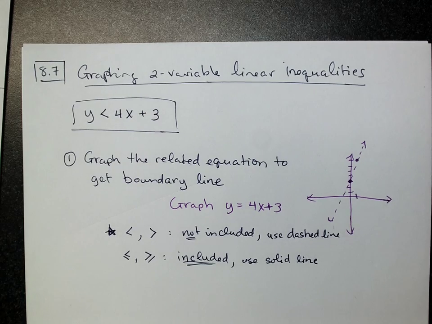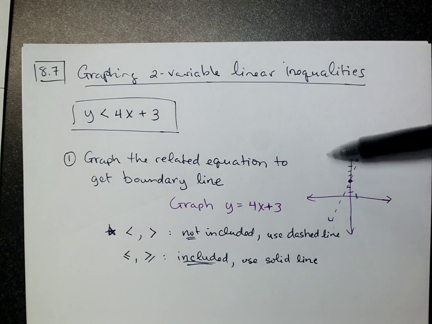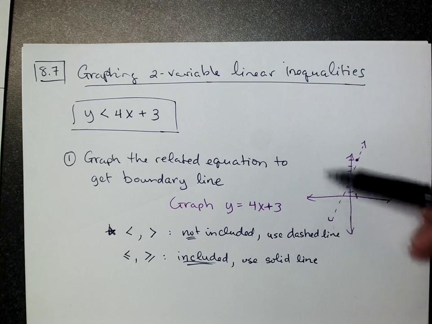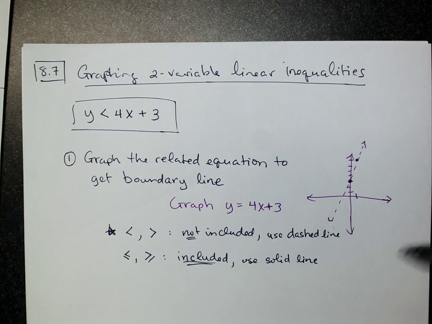Now, your solution is actually going to be everything either on this side of the line or on this side of the line. So now you have to shade the correct side. A lot of times this is very intuitive. You'll be able to see, if it's less than, well, I don't know, less than could be, is it to the left or is it to the right?